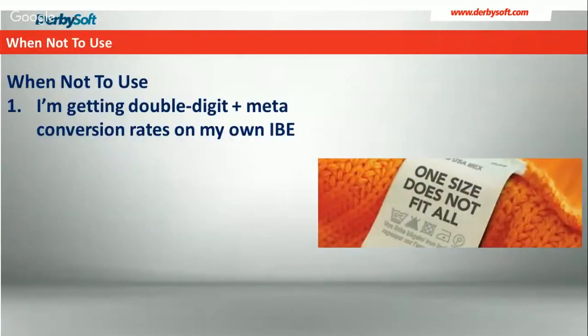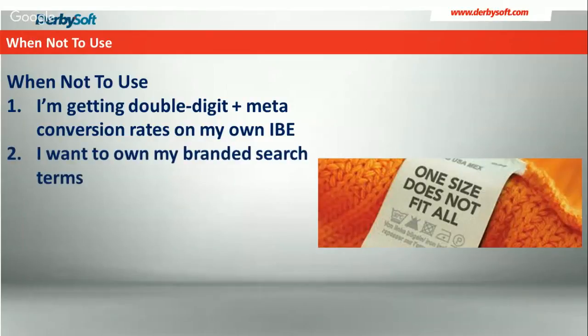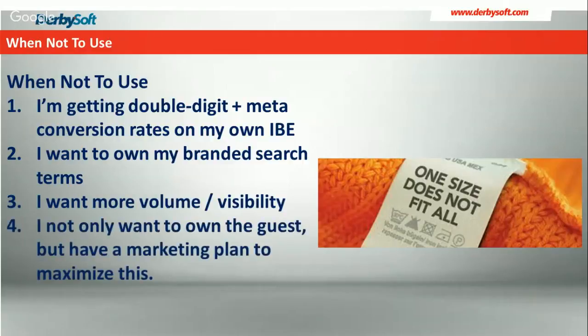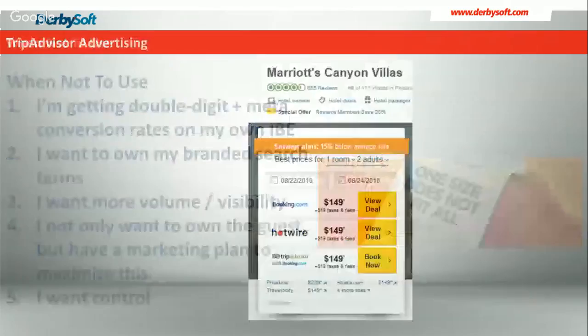So times when it's not appropriate to use it are, number one, if you're already getting double-digit conversion rates off of your own booking engine from Metasearch. No need to, because you're already getting a great conversion rate. You want your own branded search. You want to own those terms. Anytime somebody's looking at your hotel, looking at your name, you want to make sure that you own that space and you have control over that. You want more volume visibility, and you not only want to own the guest, but you have a marketing plan to maximize this. It's great to say you want to own the guest, but now what does that mean? How are you going to take advantage of that and use it? And quite simply, I want control.